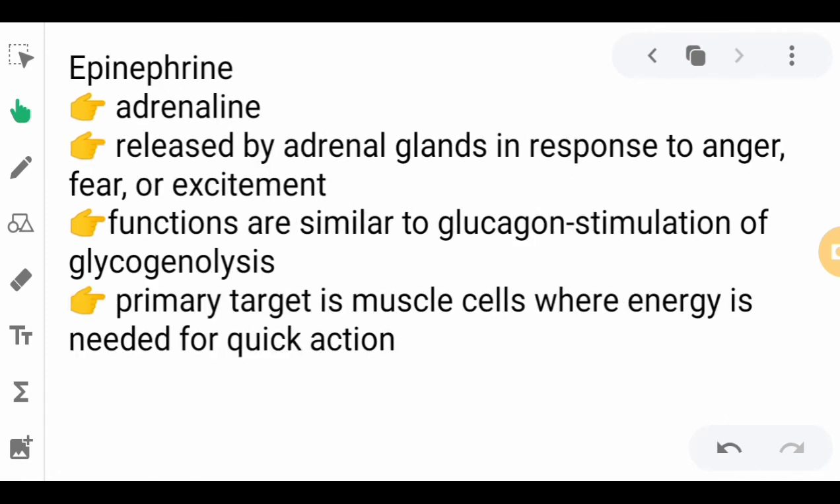Next, we have epinephrine, commonly known as adrenaline, which is released by the adrenal glands in response to anger, fear, or excitement. The functions of epinephrine are similar to glucagon's, which is the stimulation of glycogenolysis. But the primary target of epinephrine is the muscle cells, where energy is needed for quick action, commonly known as the fight or flight response. So that is all for the hormonal control of carbohydrate metabolism.